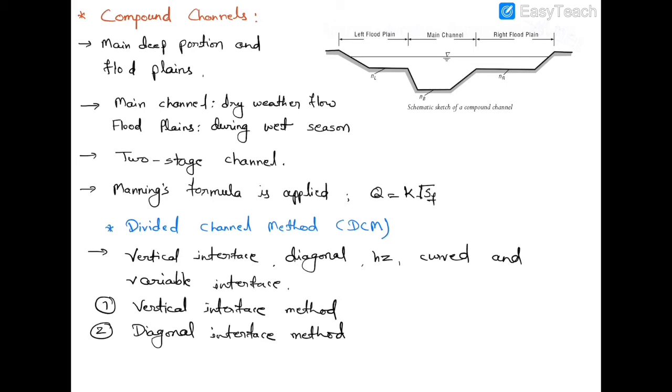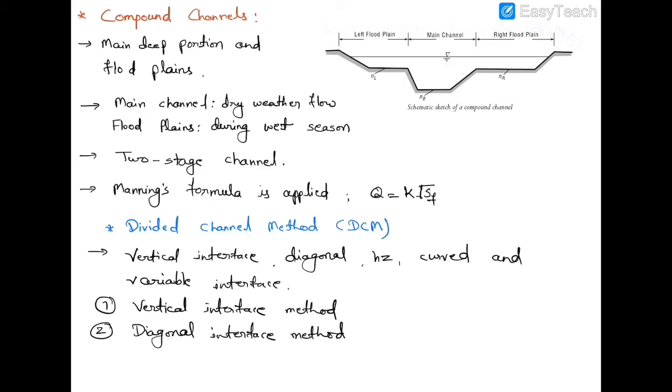The main channel carries the dry weather flow, and during the wet season, the flow may spill over the banks of the main channel to the adjacent floodplains. Means in case of high depth of flow, during the wet season, the flow occurs over the floodplains, and in dry weather, when the depth of flow is small, the flow takes place over this main deep portion.